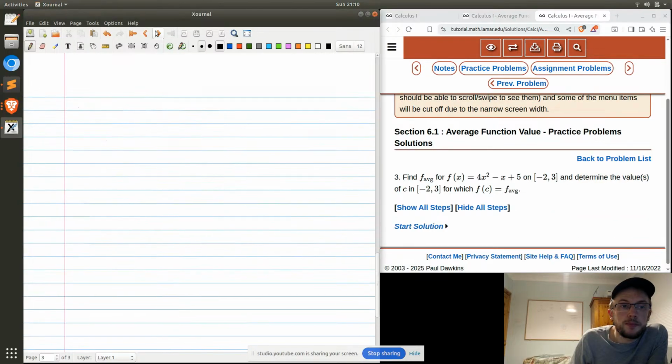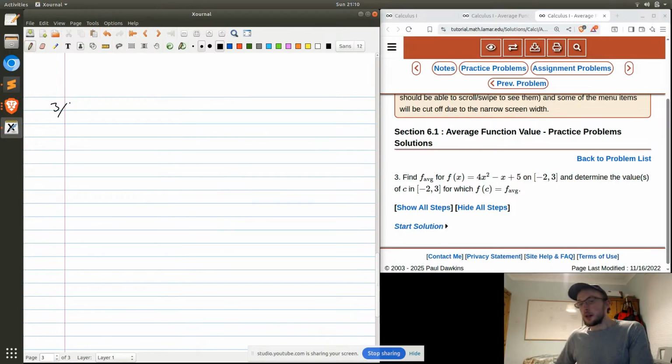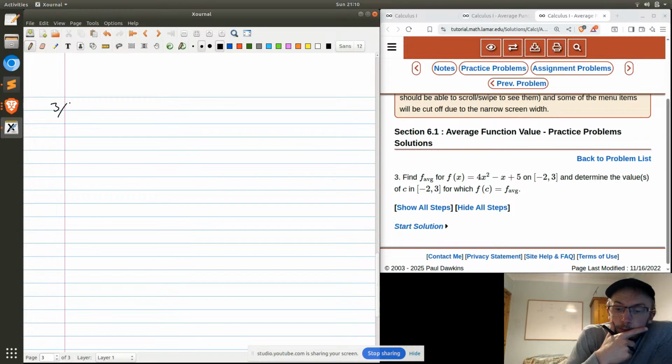Problem 3. Problem 3. F of x equals 4x squared minus x. Okay, so that's the mean value theorem as applied to integration, is it not? So first we're going to find f average. So what's the width of the interval? The width is 5. So 1 over 5.